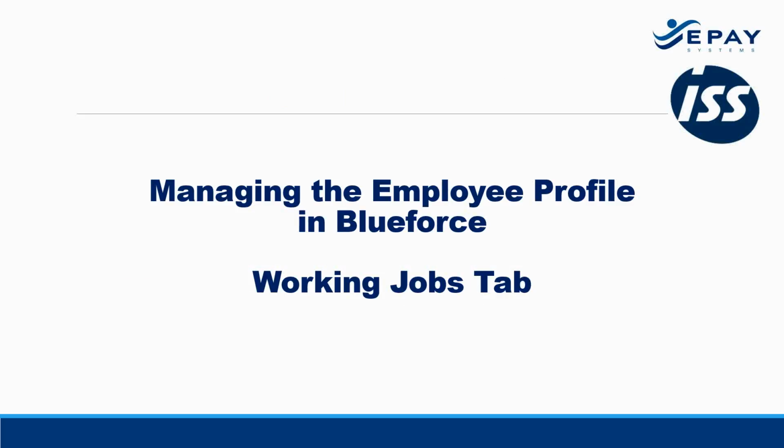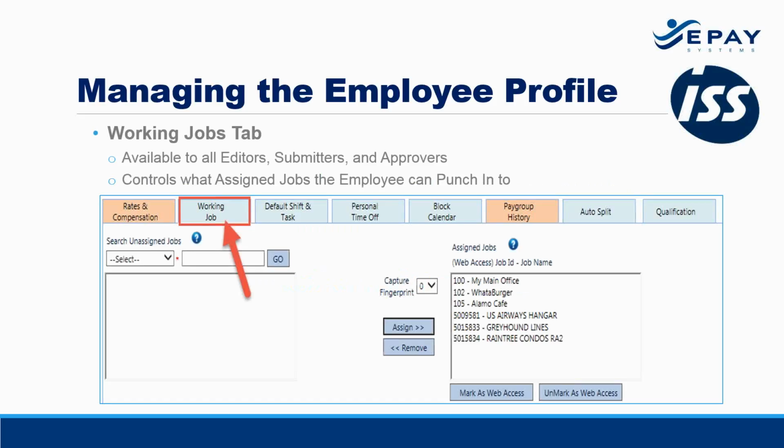All right, the next tab is the Working Jobs tab. Now, the Working Jobs tab is one I've been mentioning a little bit already a couple times. This is the most powerful tab of all the different tabs that are available, even more powerful than the pay rate, because this controls what jobs the employee can punch in and out of. The Working Jobs tab is available to all editors, submitters, and approvers. So everyone on this phone call can go into that particular tab and adjust the working jobs as needed for the employee.